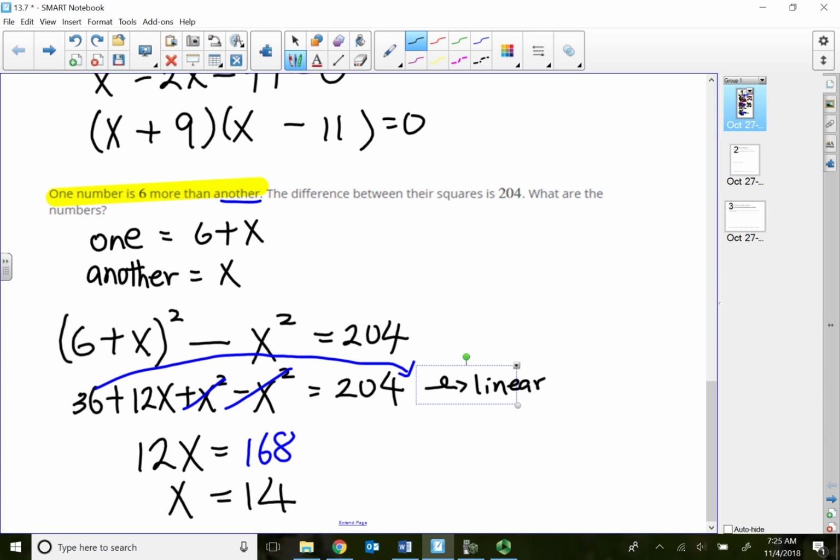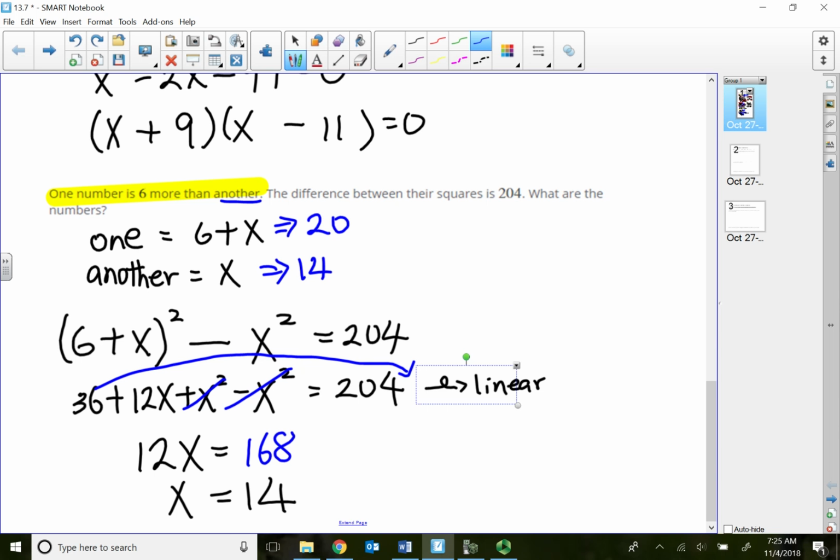All right, so sometimes my quadratic equation, if the x squared term cancels out, it will then become a linear equation. So x is positive 14. So another integer is 14. So that one integer, 6 plus 14, will be 20.